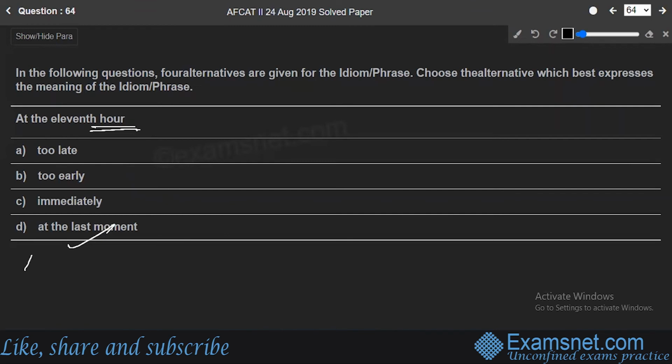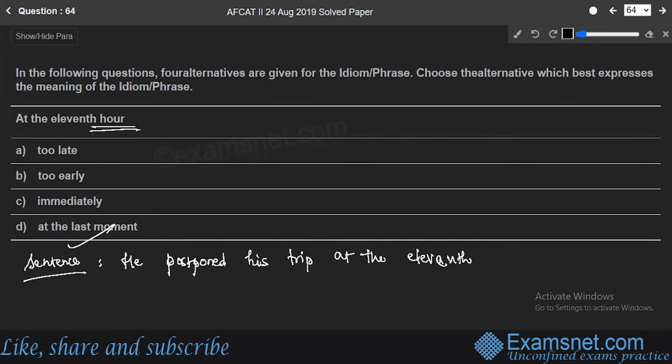And let's make a sentence. He postponed his trip at the 11th hour. He decided that he will not go, but he decided at the very last moment. So he postponed his trip at the 11th hour. Hope this is clear. Let's move to the next question.